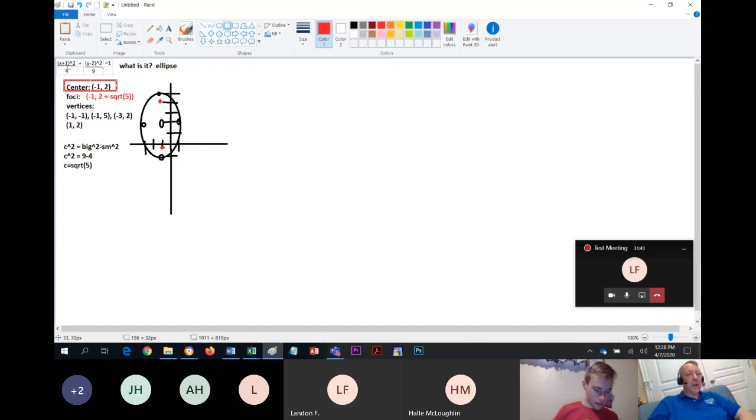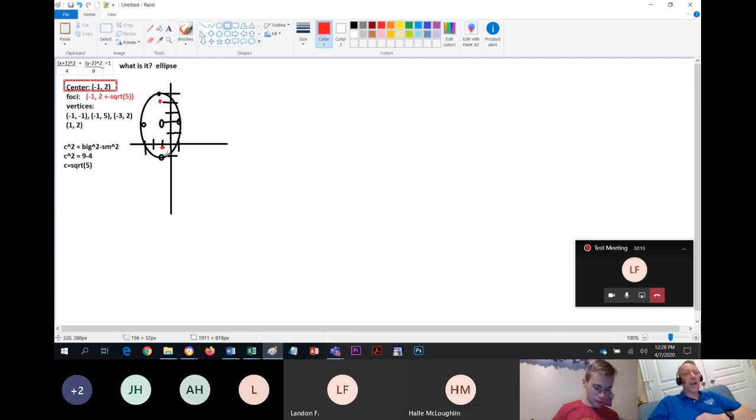Now in the x direction, you're going to go the square root of 4, which is 2. So in the x direction, we're going to go 1, 2 to find that vertex. And then we're going to go 1, 2 to find that vertex, because it's plus or minus 2. In the y direction, we're going to go plus or minus 3. So from the center, we're going to go up 1, 2, 3. And from the center, 1, 2, 3.